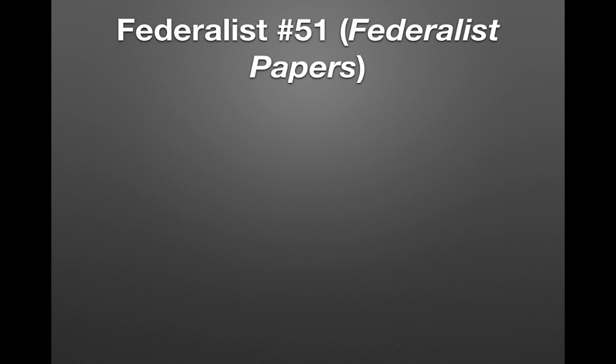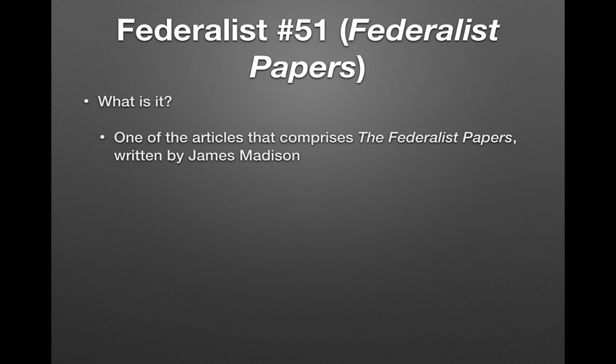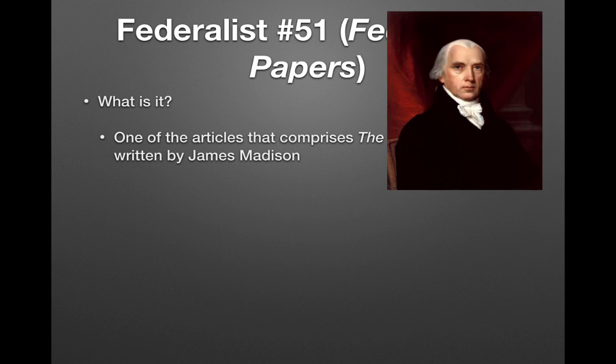All right, Federalist number 51 of the Federalist Papers. We will talk about this in the next video, the Federalist Papers, but very important to know this. So what is it? Well, it is one of the articles that comprises the Federalist Papers, and the specific one was written by James Madison. Remember, the Federalist Papers were 85 essays written to try to gain support for the ratification of the Constitution, and there is James Madison, again, the shortest president in U.S. history at 5'4", and he was around 100 pounds too, so he's really tiny.